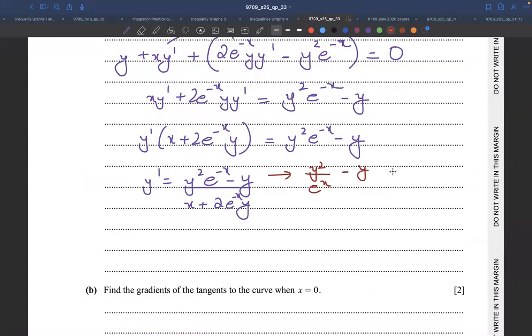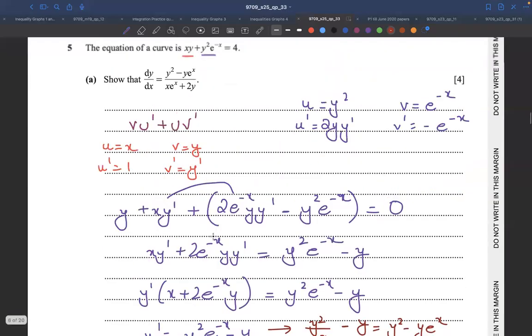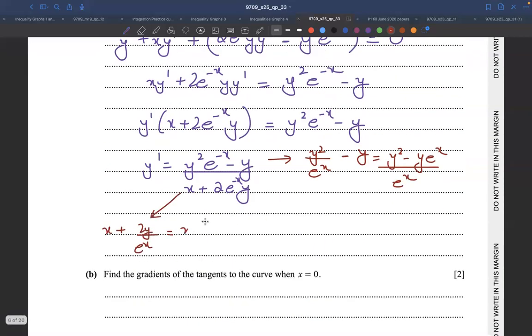And if you take the LCM over here, we'll get y square minus y e power x divided by e power x. And similarly, let's try and simplify the denominator. This will be x plus 2y upon e power x. Taking the LCM, we'll get, and do we have x e power x? Yes, we have x e power x. So we'll get x e power x plus 2y upon e power x. Now we are dividing these two terms, so the numerator divided by the denominator. First, we can write it as y square minus y e power x divided by e power x divided by this term over here.